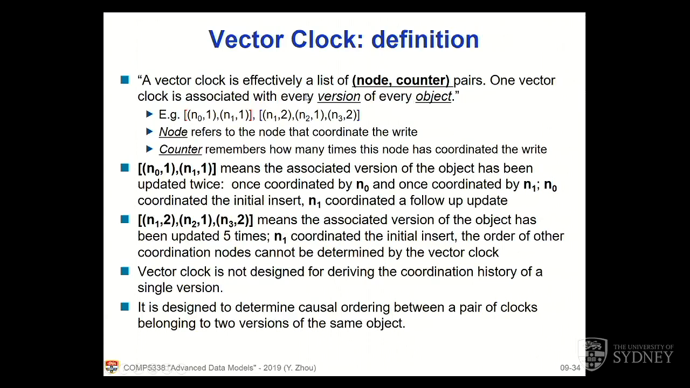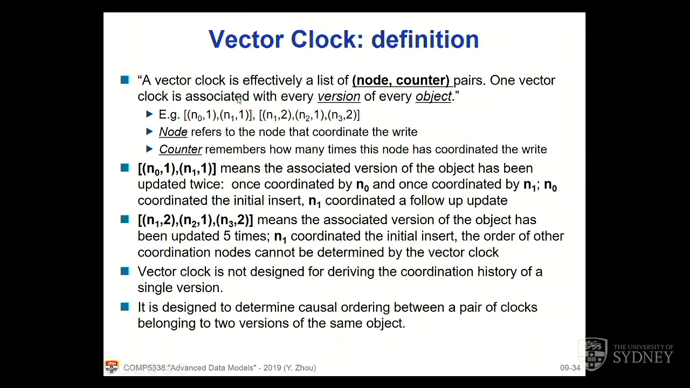One vector clock is associated with every version of every object, the current version of the current object. So every replica of the object has a vector clock, and it could be the same or could be different. So how do we interpret this? This is an example. So this is a node. A node has an identification, and then there's a counter, which is just a number. And each node has its unique identification.